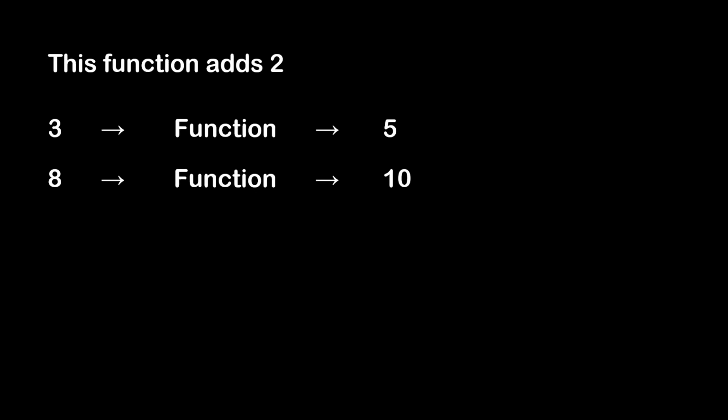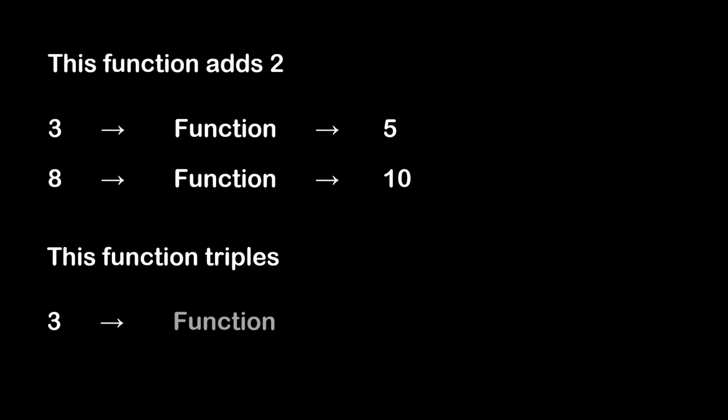We'll create another function over here that triples the input. For example, if we put 3 into the function, it would multiply the input by 3 and produce 9. If we put in an input of 8, the function would multiply the input by 3 and produce 24. So that's good. Alright, so we've established the general idea of what a function is.